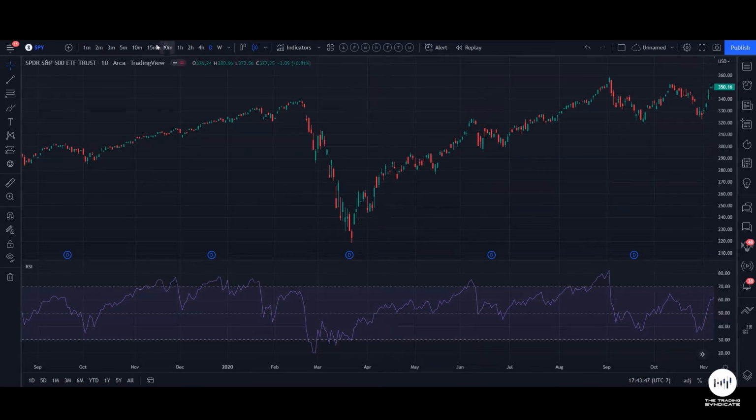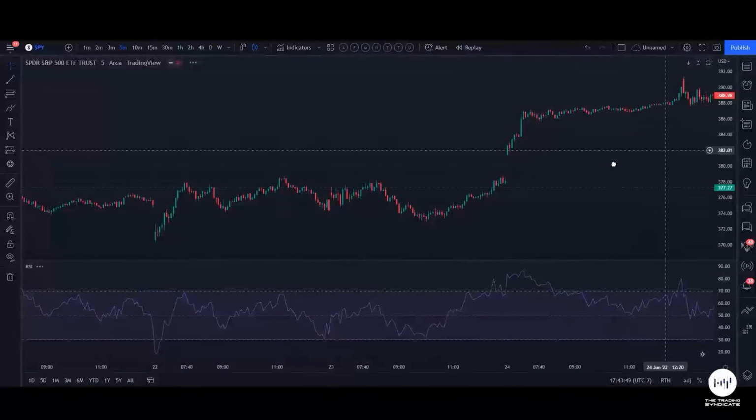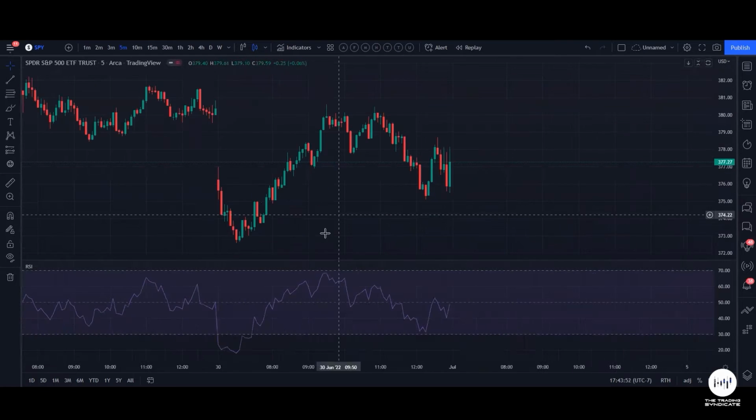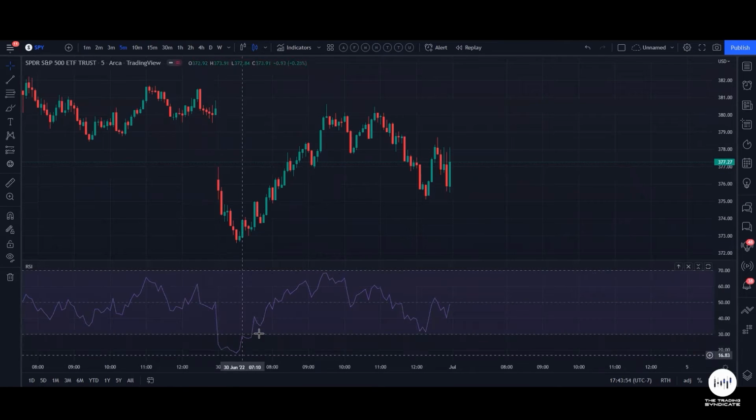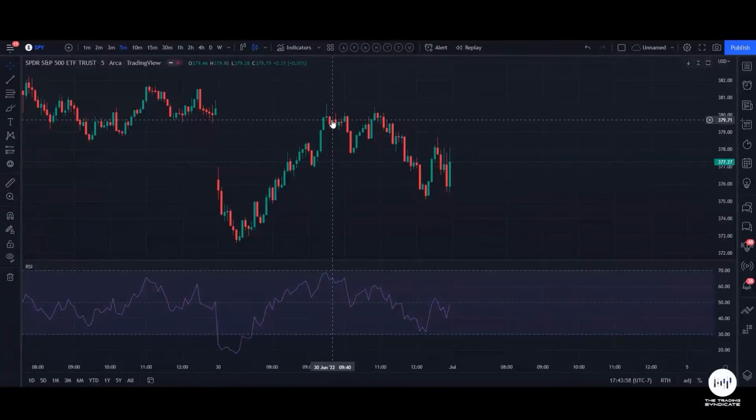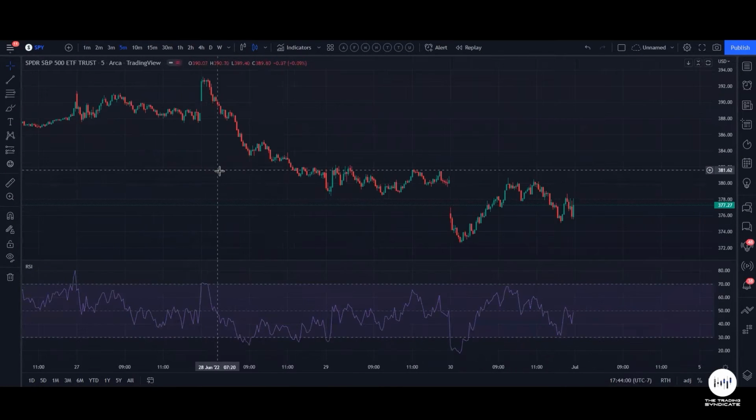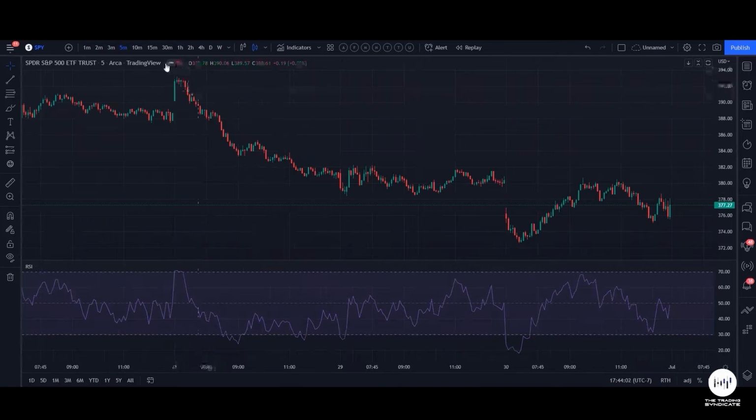Of course, this works on all different time frames. Say if I go to the 5-minute chart over here, you'll notice that we're seeing those oversold conditions this morning. Perfect buying opportunity, and then we see a nice move upward. Likewise, over here, if we see these overbought opportunities, that means it's likely to see a move to the downside, and you can enter a short position there, and that will be it.